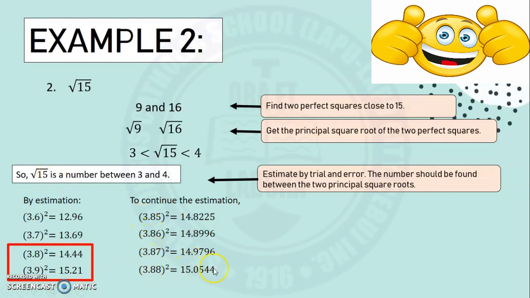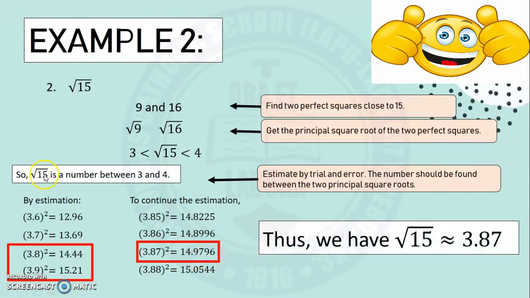So we will cancel this out. We have three choices. So which of these is the closest to 15? And this is this one, 14.9796. Thus, we have the square root of 15, which is approximately 3.87.